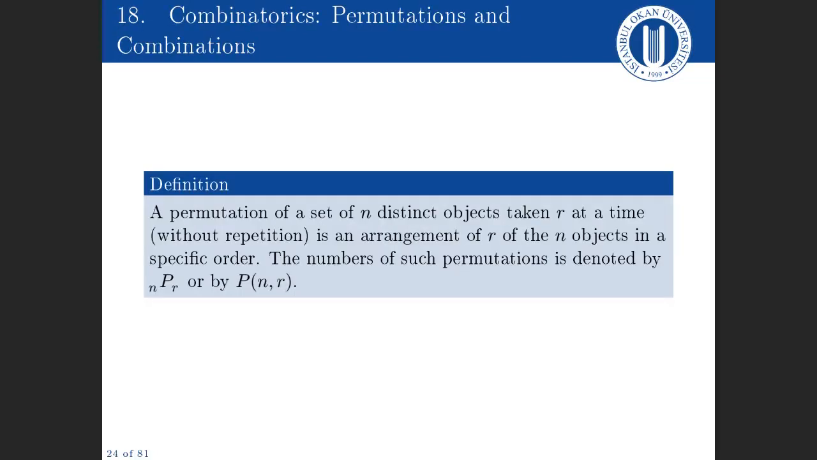Let's start with the definition. A permutation of a set of n distinct objects. That's how many objects we have in total. In the previous example, n was 4. Taken r at a time. How many objects do we take? In the previous example, we took 2 of our 4 objects. So in the previous example, r was equal to 2. Without repetition is an arrangement of r of the n objects in a specific order. The number of such permutations is denoted by nPr. First, the bigger number, the number of objects that we have, and then the smaller number, the number of objects that we take.